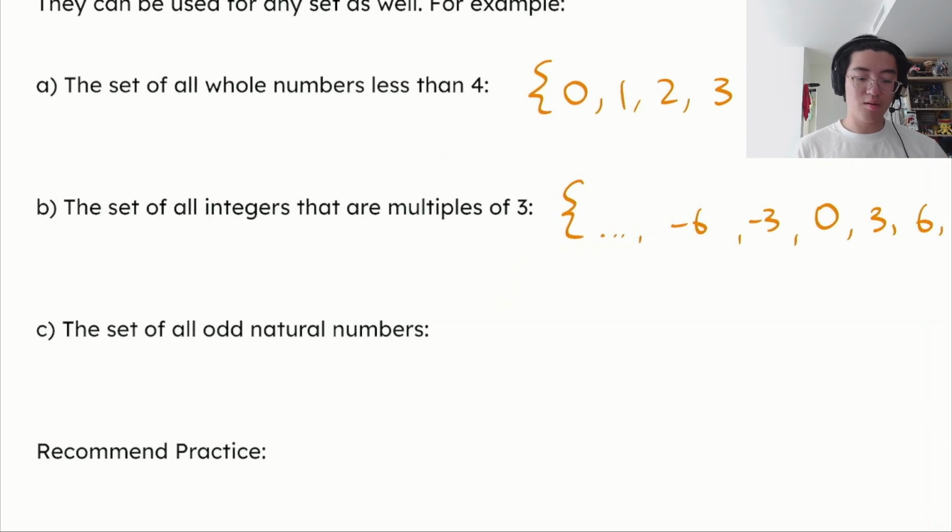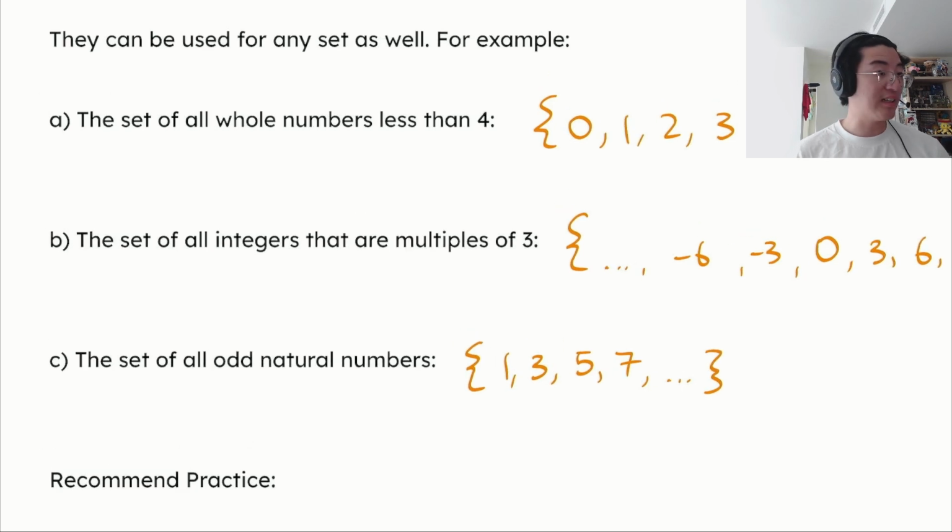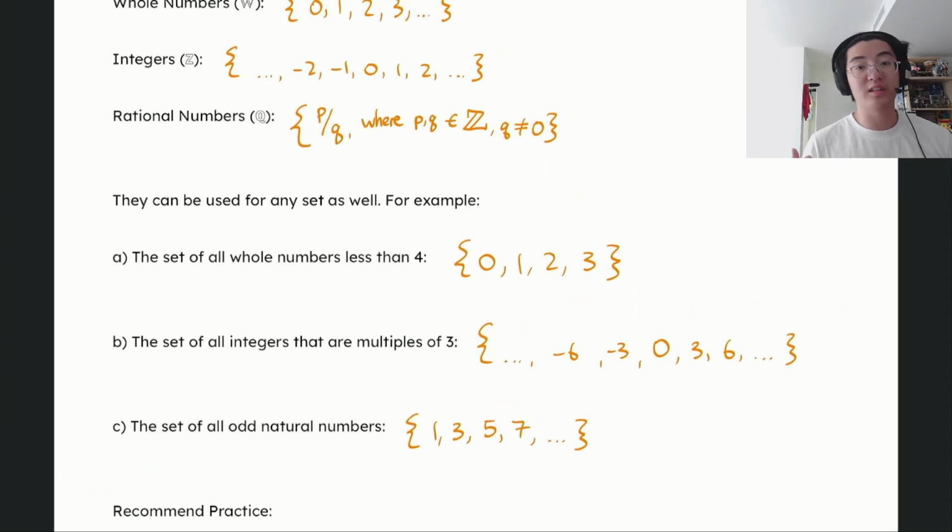How about all odd natural numbers? So starting with our first natural number, which is 1, that's odd. We got 3, also odd. Right? Just like that. And that's it. Right? So again, we use the 3 dots to denote that the numbers go on forever, but we still need 4 or 5 numbers in the front to denote the pattern we're going with that goes to infinity.